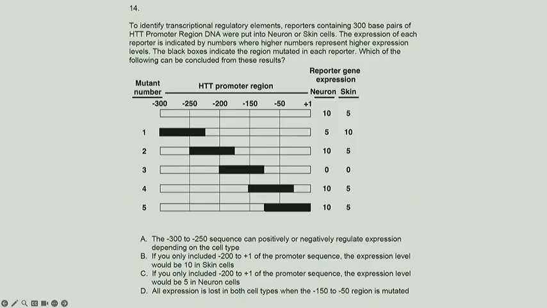If we only look at minus 200 to plus 1, we will still have zero expression? Yep. We're not mutating anything in the minus 200 to the plus 1. We're just putting in the regular minus 200 to plus 1. We're deleting everything upstream. Oh, okay.